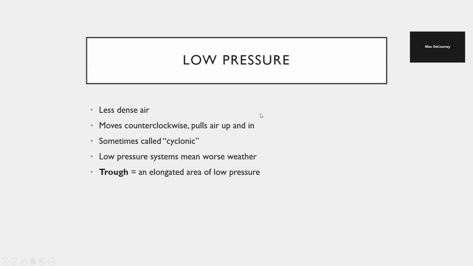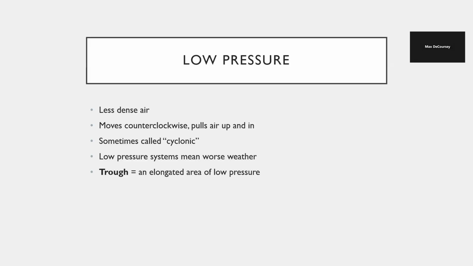Low pressure. A low pressure system is less dense air. It's an area of lower density air than the air around it. So relative to the air around it, this is a low pressure system. And it just works opposite of the high pressure system. It moves counterclockwise and it pulls the air up and in. Because it pulls air up and in like a tornado does, we call it cyclonic.